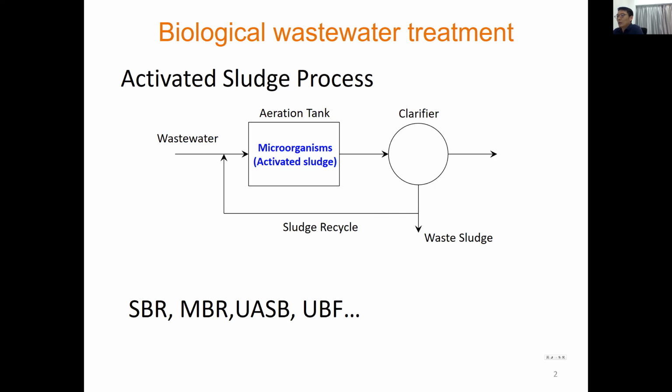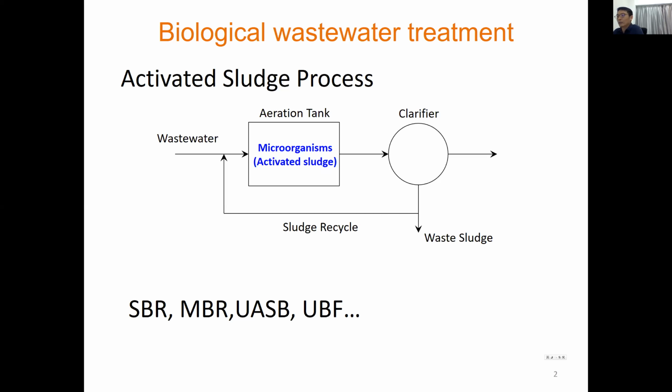Although the activated sludge has been used for more than 100 years, the microbial diversity and the functions in these different wastewater treatment reactors are still not very clear, because the community is very complicated and tens of thousands of bacteria are present in the bioreactor or other biological treatment systems. So the community is very complicated and very difficult to study.